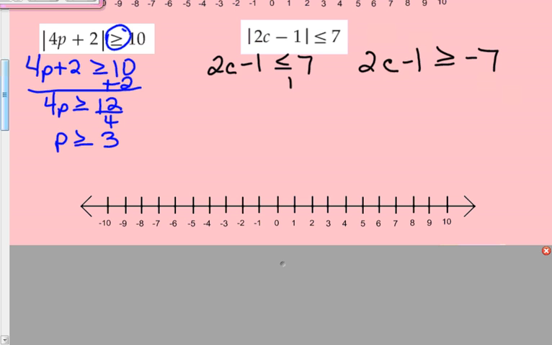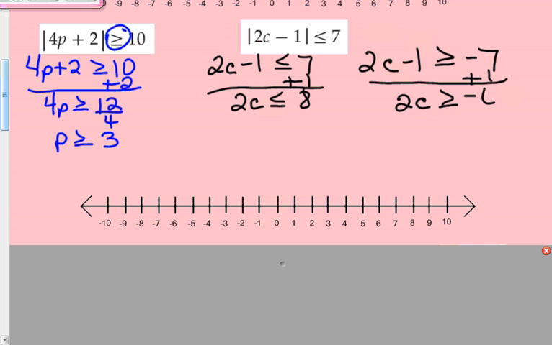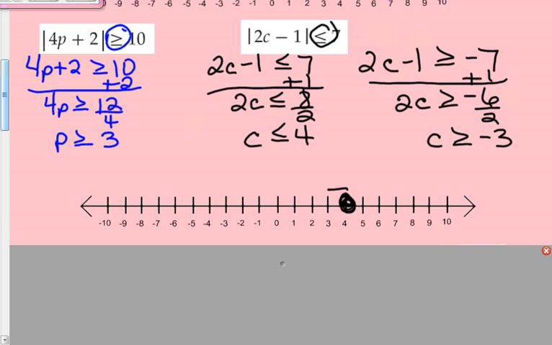And we start solving. Add 1, we'll get 2c is less than or equal to 8. Add 1, and we would get 2c is greater than or equal to negative 6. We'll divide by 2. C is less than or equal to 4. Divide by 2. C is greater than or equal to negative 3. Being a less than problem, these are probably going to be a union. So we're going to go down here to the 4, and I'm going to fill it in. And I know it's going to go that way. And I'll find my negative 3, fill it in, and it's greater than, so it's going to go this way. And sure enough, they connect. And there's your answer.